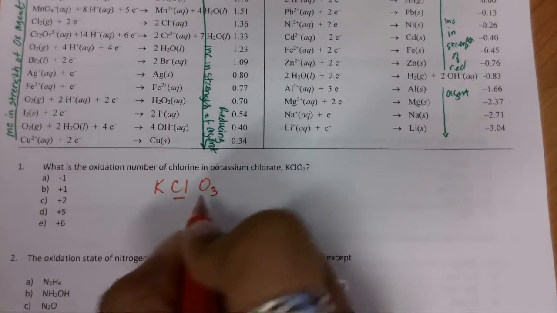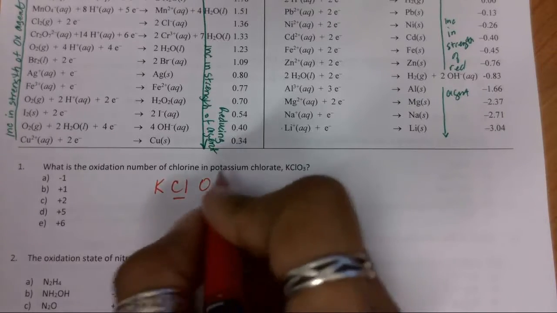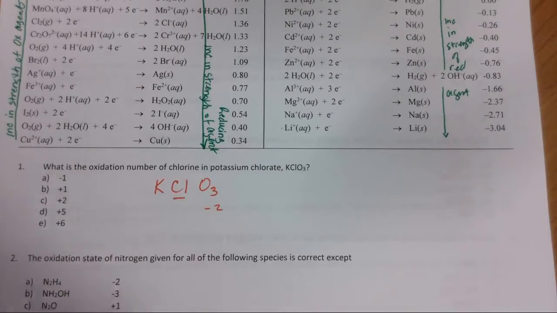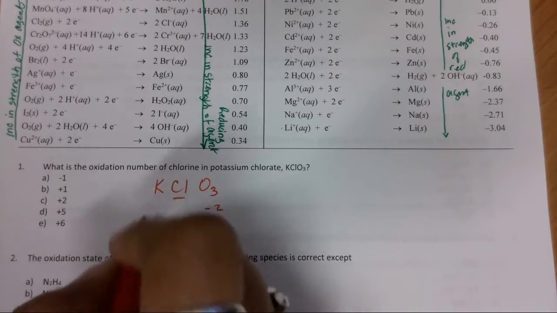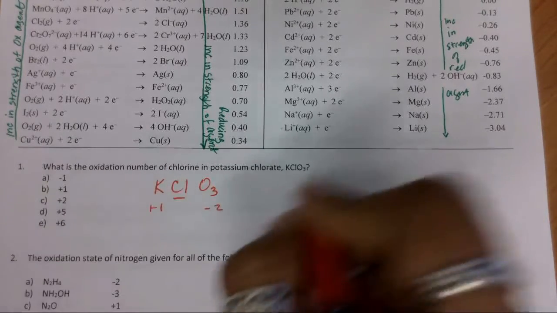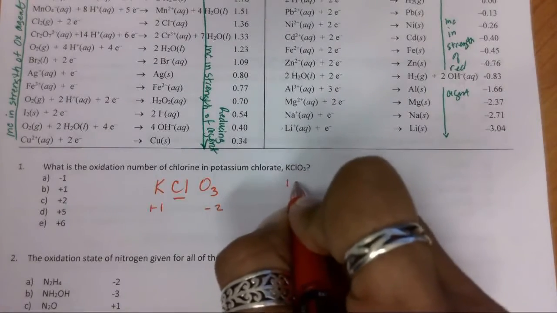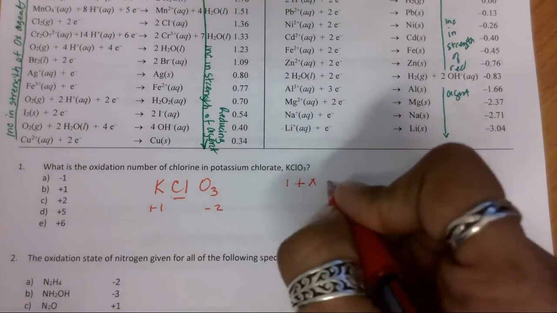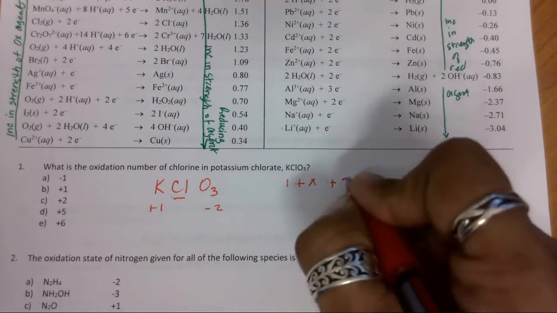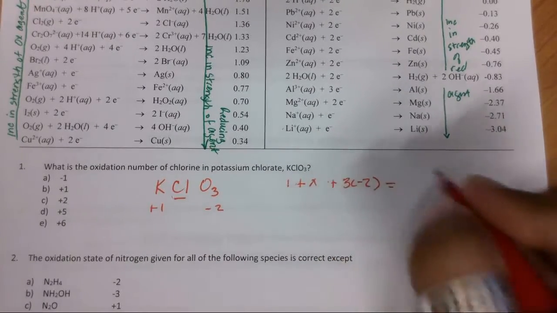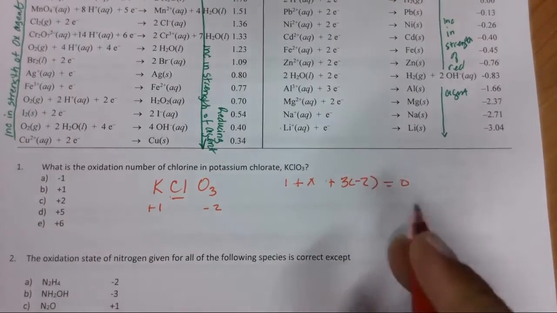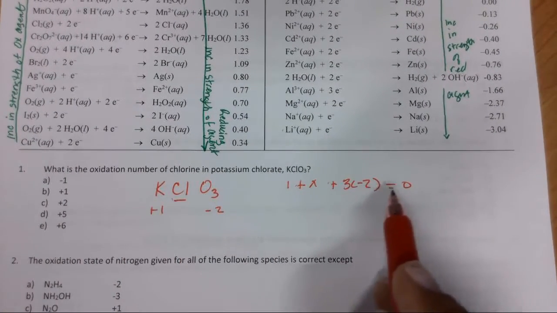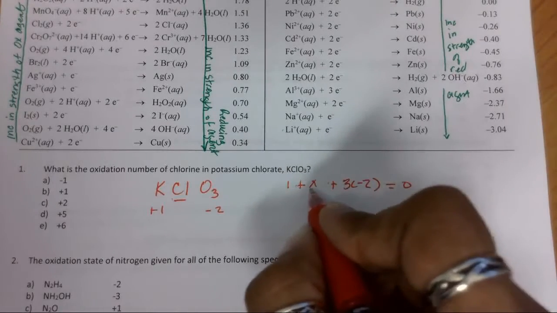Now we know that oxygen has a -2. That's an oxide, so we're going to put this down as -2. Then we know that potassium is a +1. So what we can say is we have 1 plus, we don't know what this is, this is x, plus 3 times -2, is equal to 0, because we need the sum of all these charges to equal 0 for the overall charge, to give us a neutral charge.